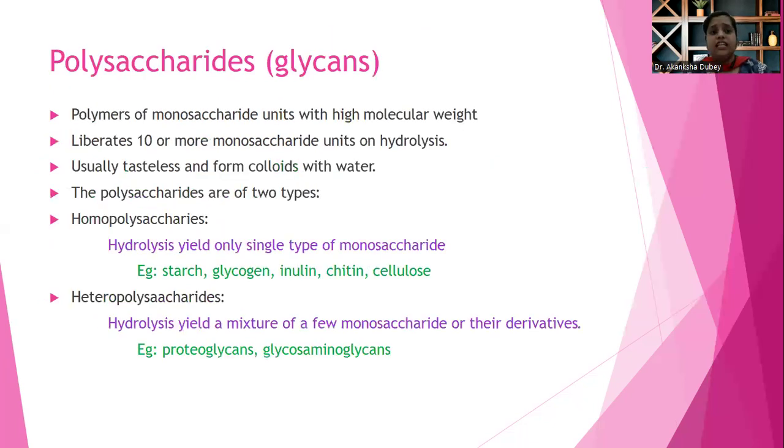Next, talking of polysaccharides, as I told, they liberate 10 or more monosaccharide units on hydrolysis, and are usually tasteless. Now, this can be categorized into two categories, that is homopolysaccharide and heteropolysaccharide. Homo means it will yield only a single type of monosaccharide on hydrolysis, and hetero means it will yield a mixture of different monosaccharides on hydrolysis. Examples could be starch, glycogen, chitin and cellulose in case of homopolysaccharides, and proteoglycans or glycosaminoglycans in case of heteropolysaccharides.